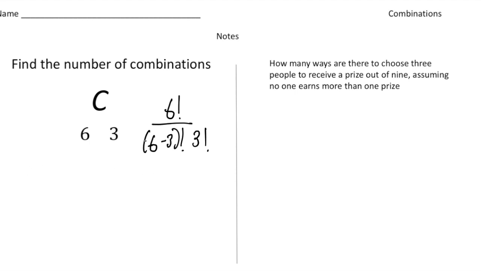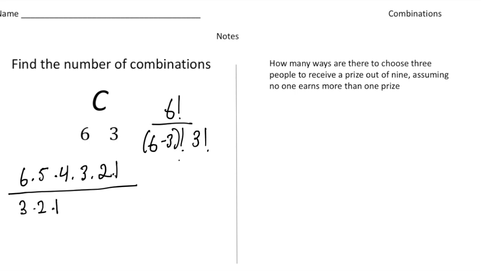All right, so now I'm going to expand this over here. So 6 factorial means 6 times 5 times 4 times 3 times 2 times 1 all over. Well, 6 take away 3 is 3, so 3 factorial is 3 times 2 times 1. And then 3 factorial again is another 3 times 2 times 1.